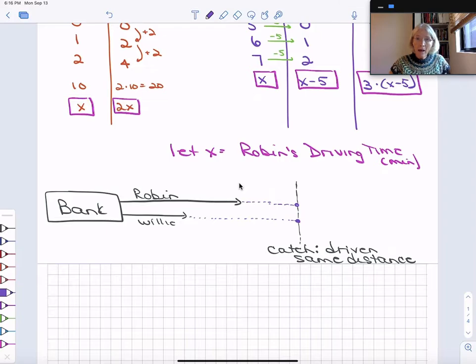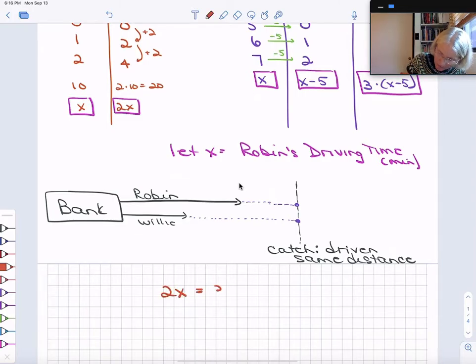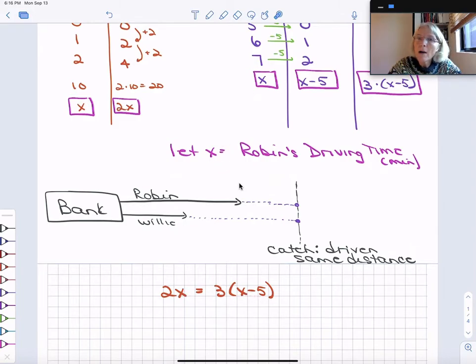they're going to catch, which means they have driven the same distance from the bank. So now we need an equation to model this. When are their distances the same? When is Robin's distance the same as Willie's distance? Because I have this single variable that's Robin's driving time, I need to use Robin's driving time for both of those patterns. All right, let's solve it.